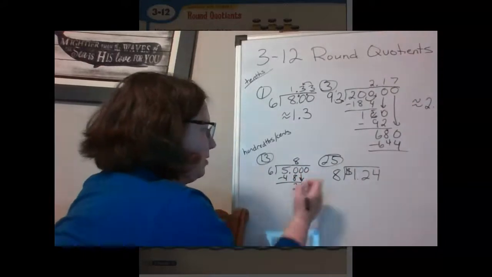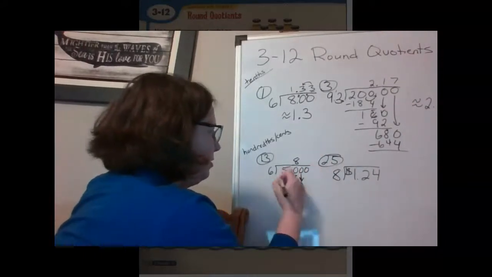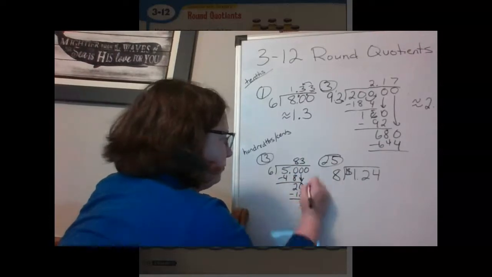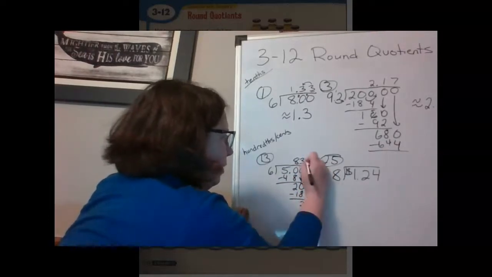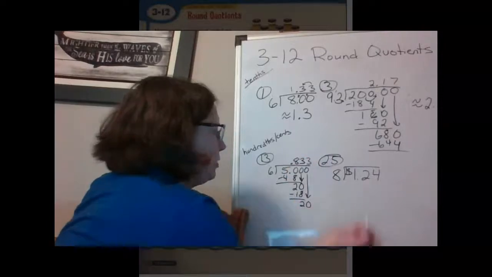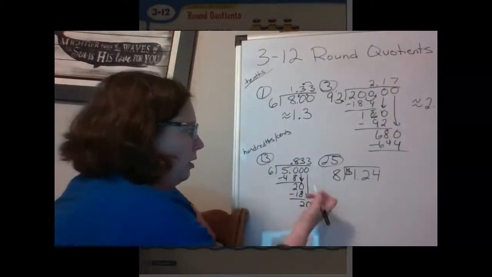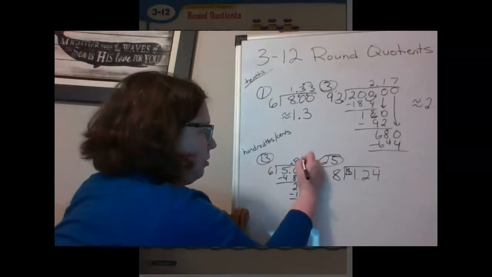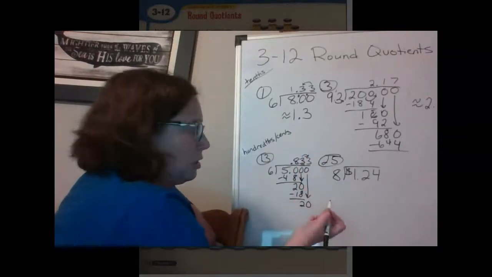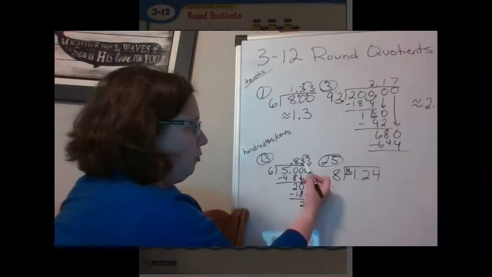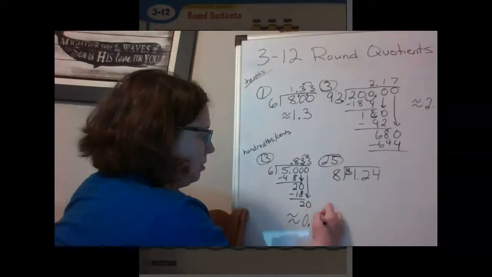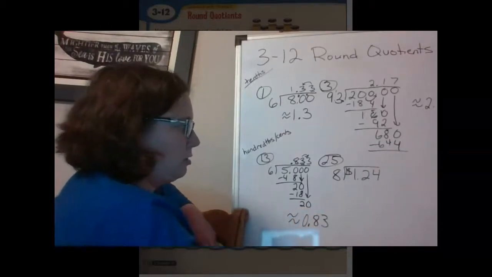All right, so now I have a 3. I have a 3 again. My decimal is here. And this time I'm deciding about that number, and I'm going to look to the right to make my decision. It is below 5, so this 3 is going to stay a 3, and my answer would be about 83 hundredths.